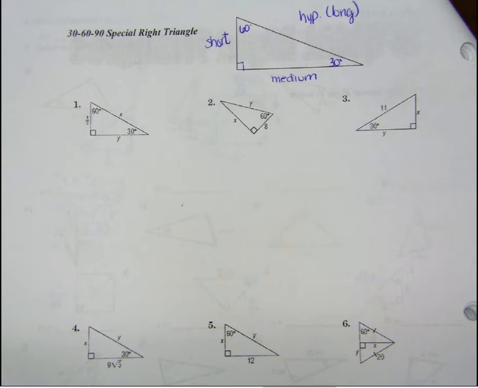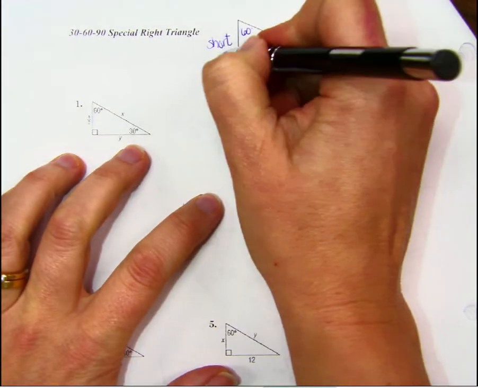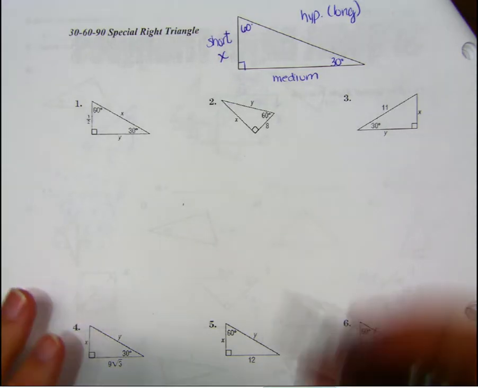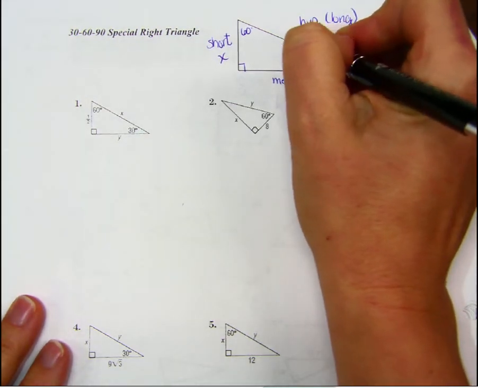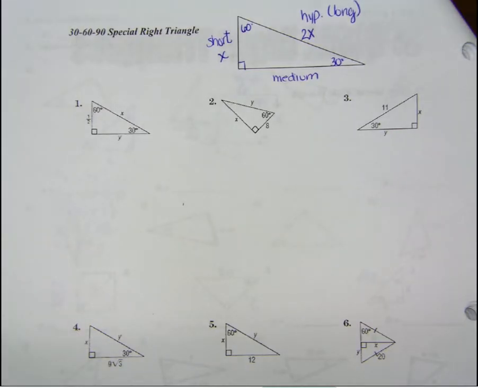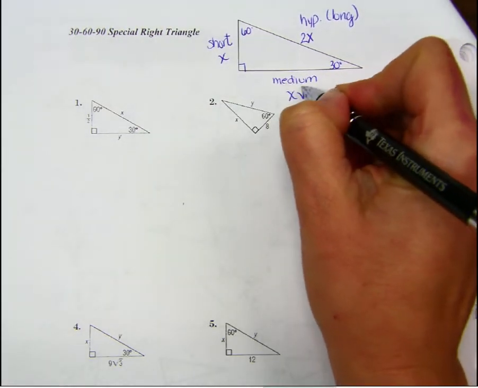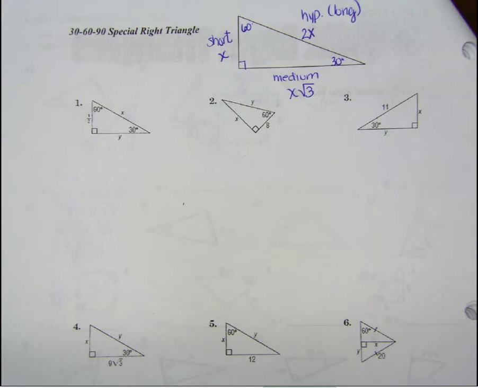Okay, so with the 30, 60, 90 right triangle, the shortest side is kind of what I call your magic number. The short side is the side that you want to try to find, so I'm going to call that x. The reason you want to find that side is because you can get the other two just by knowing that one length. So if I know that the short side is x, my hypotenuse is always going to be double, or 2 times, the short side. And my medium side is going to be whatever the short side is times the square root of 3.